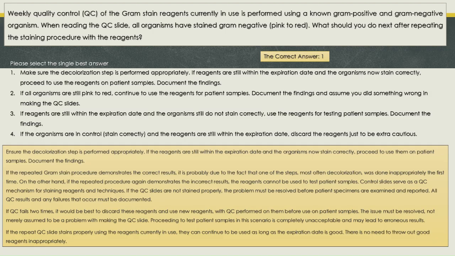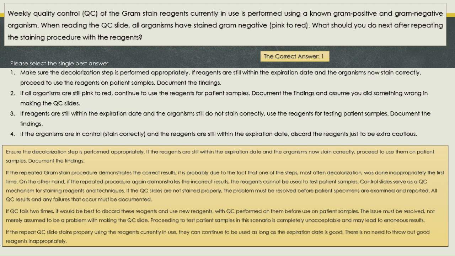If QC fails 2 times, it would be best to discard these reagents and use new reagents, with QC performed on them before use on patient samples. The issue must be resolved, not merely assumed to be a problem with making the QC slide. Proceeding to test patient samples in this scenario is completely unacceptable and may lead to erroneous results.